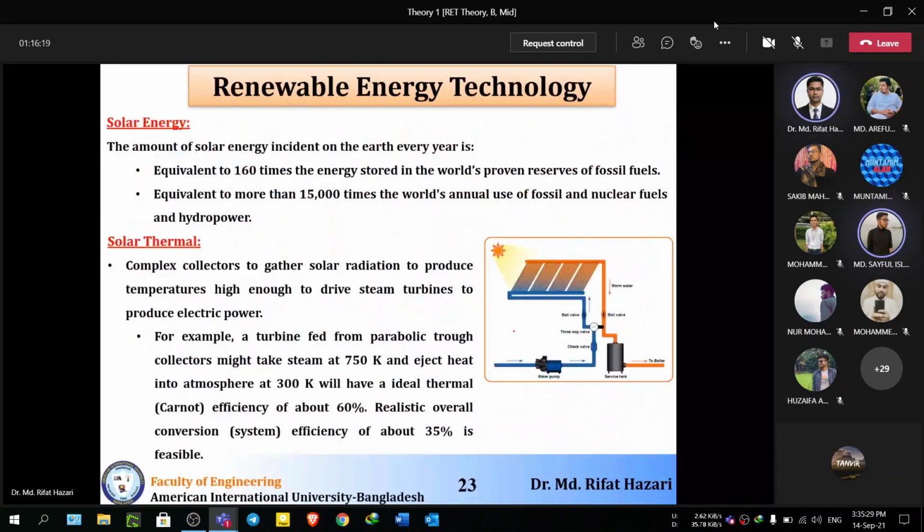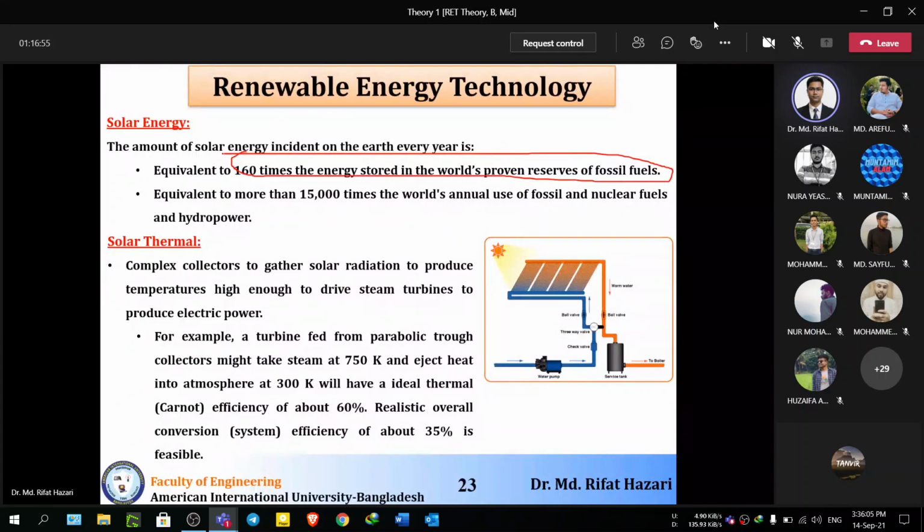Yes, sir. Okay. So let's talk briefly about solar energy and solar thermal systems. We will discuss in depth maybe in the third or fourth lecture. But with solar energy, the equivalent energy you get in sunlight is around 160 times the world's proven reserves of fossil fuel. This amount of energy is present in the sunlight.